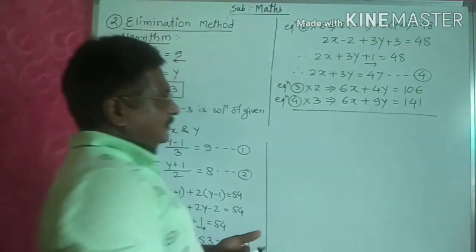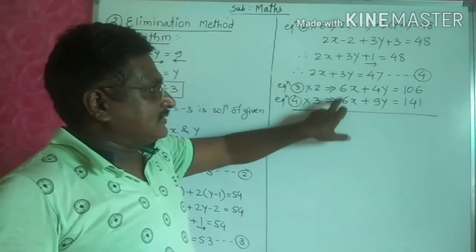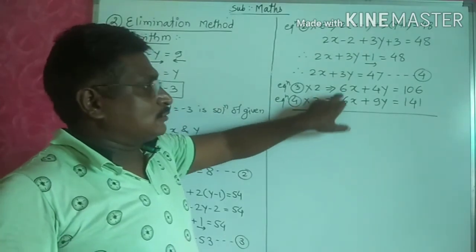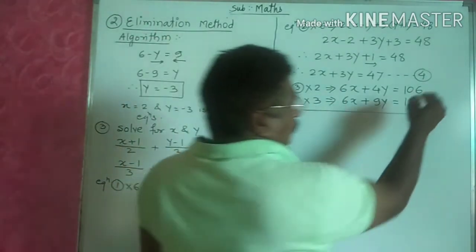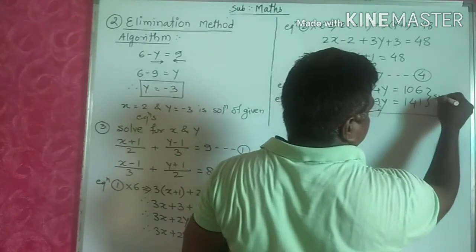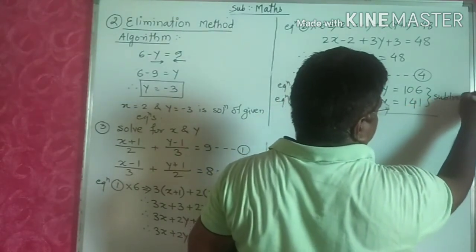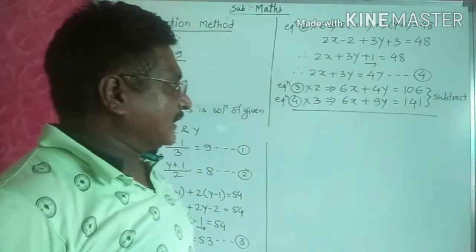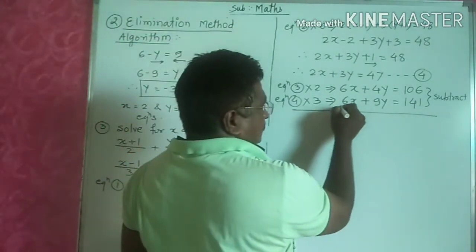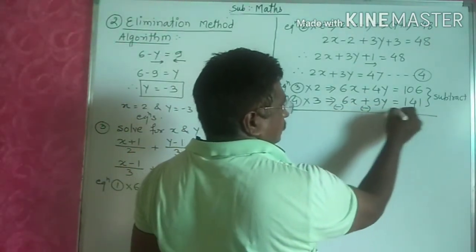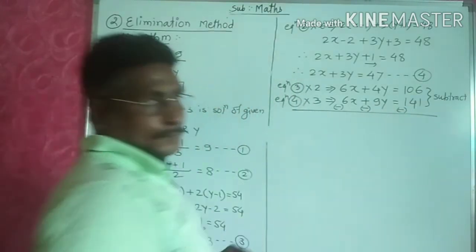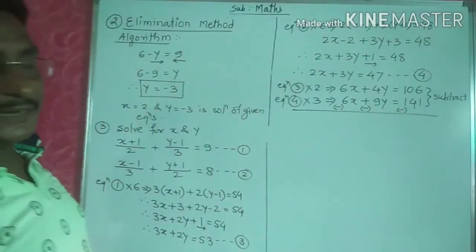Now check it. Coefficients are the same, sign is also the same. So what has to be done? Subtraction. Whenever we are subtracting, the second equation's sign has to change. Change the sign of the second equation.